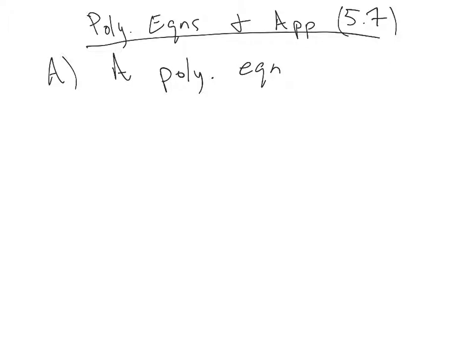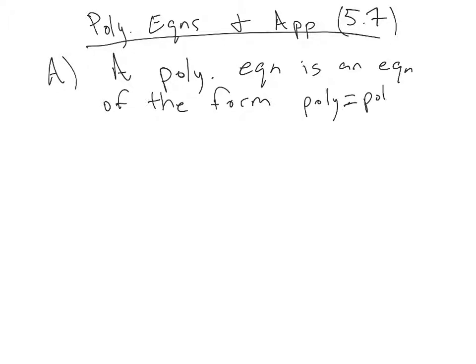Check it out. If I could hear you, you're distracting a lot more people. A polynomial equation is an equation of the form a polynomial equaling a polynomial. All right, so what we're going to have is a polynomial equaling a polynomial. That's what we call a polynomial equation. So that's the form we have.